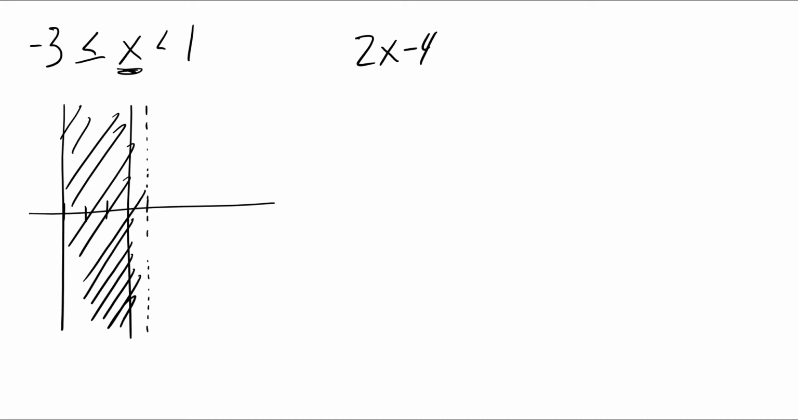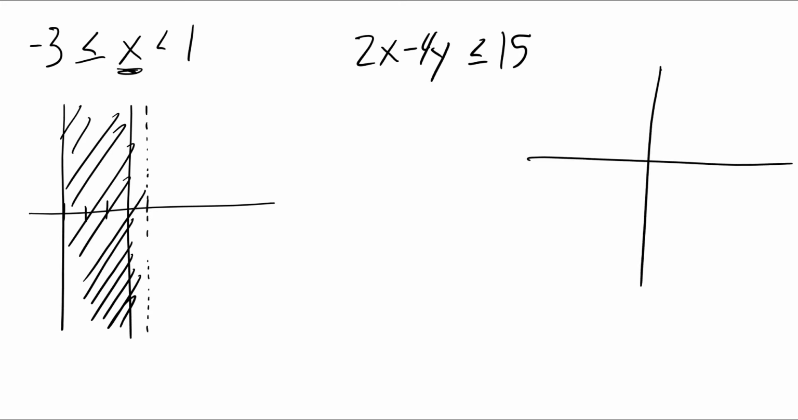All right, let's look at one more inequality. 2x minus 4y is less than or equal to 15. So we'll draw out what that graph would look like, or something close to it. It looks about like that. So what we want to think about is whether we're going to shade above that line or below that line. So take a minute and think about it.